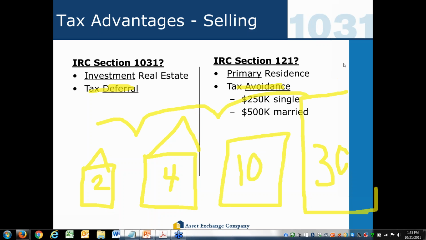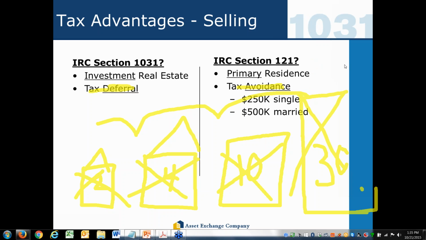And now they own this beautiful 30-unit apartment building. The problem is they don't like it. And without consulting me, they go out and sell it. And what happens when you sell and you cash out and you stop exchanging is you're going to pay your taxes on any gain from the 30-unit building and all of the gains from the previous transactions.